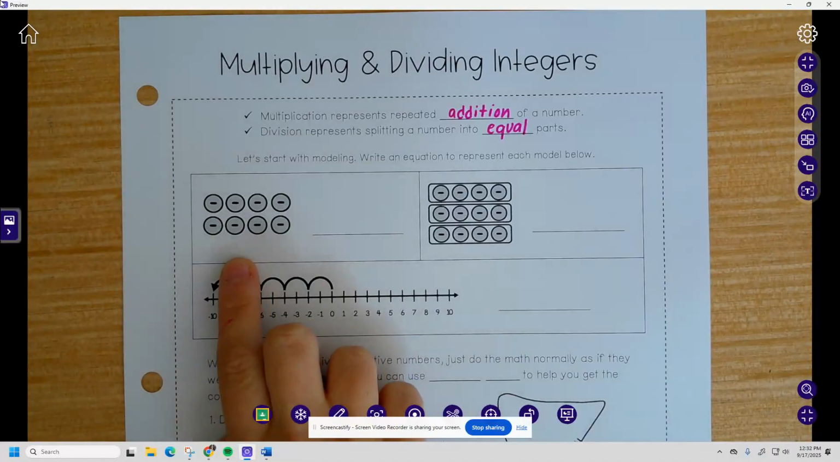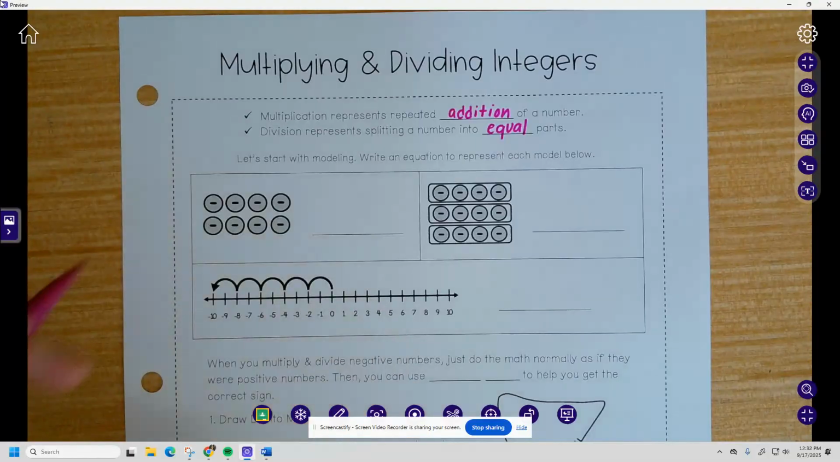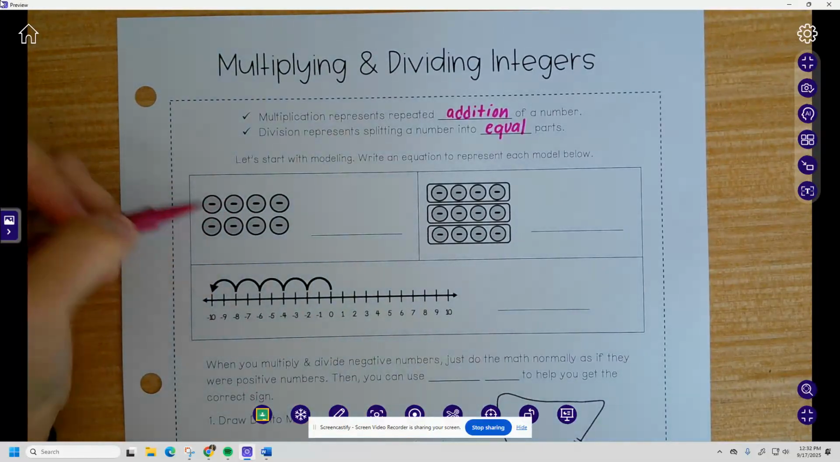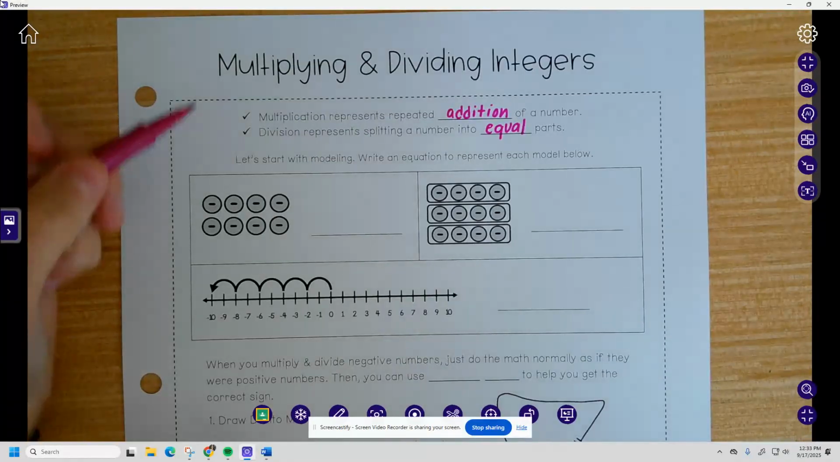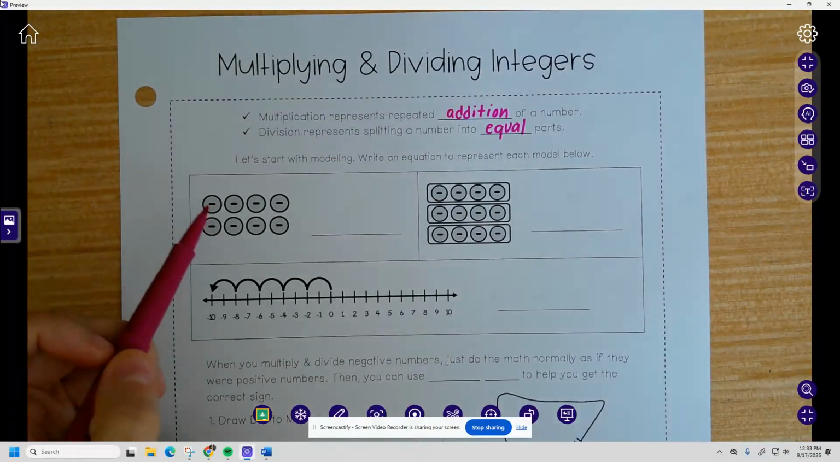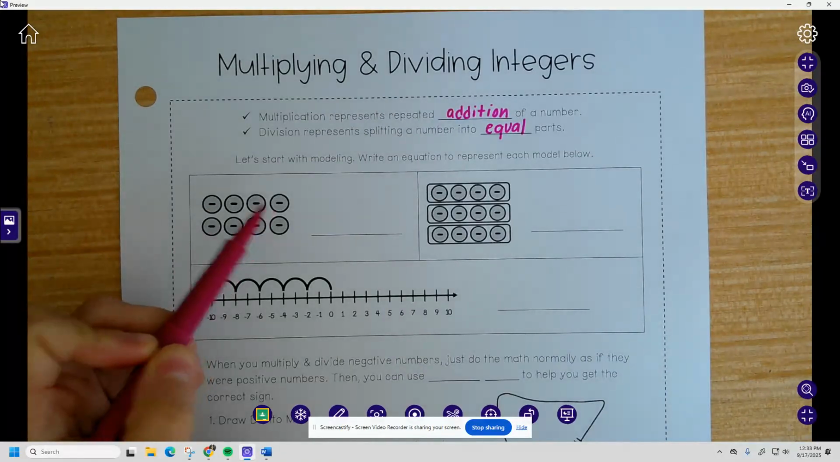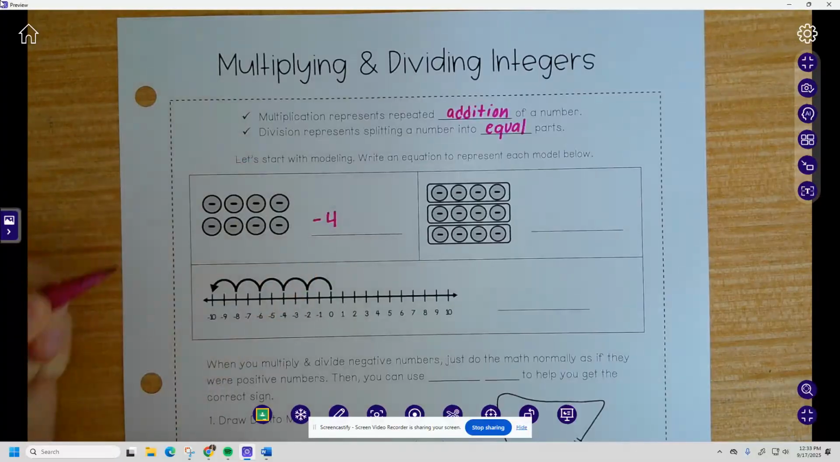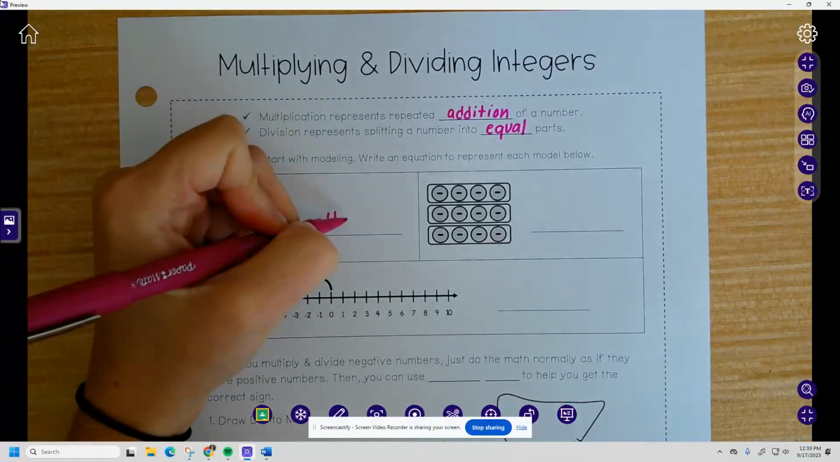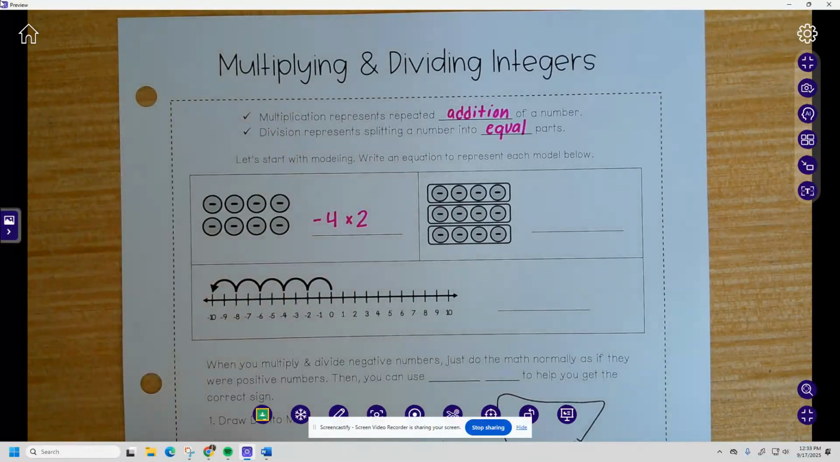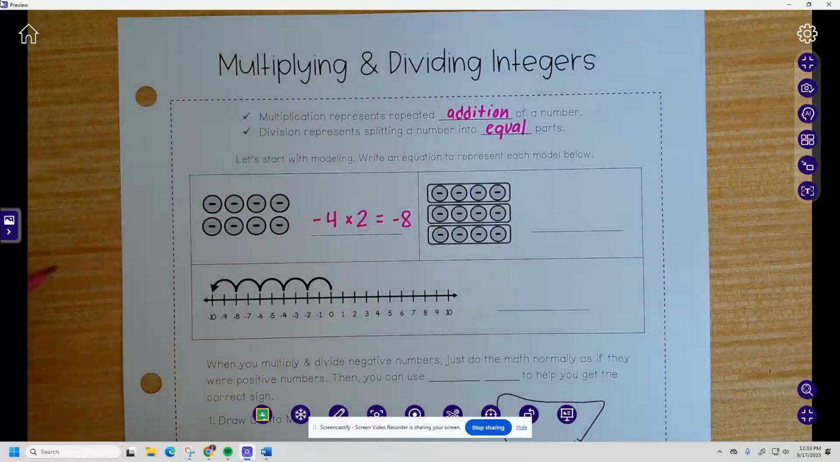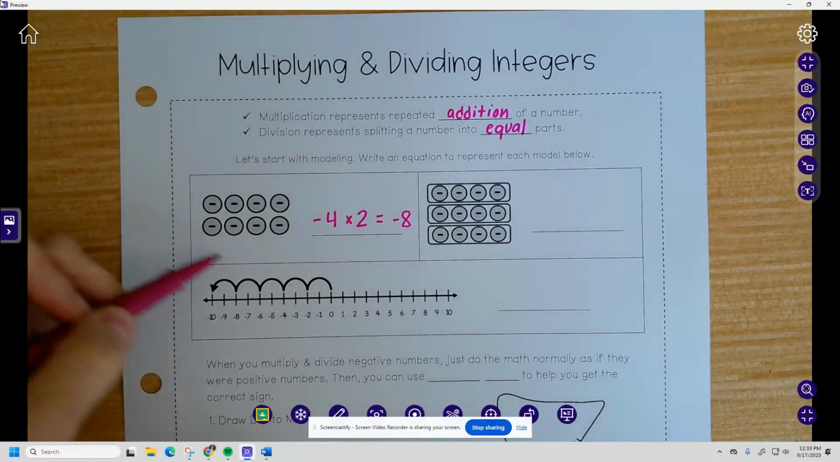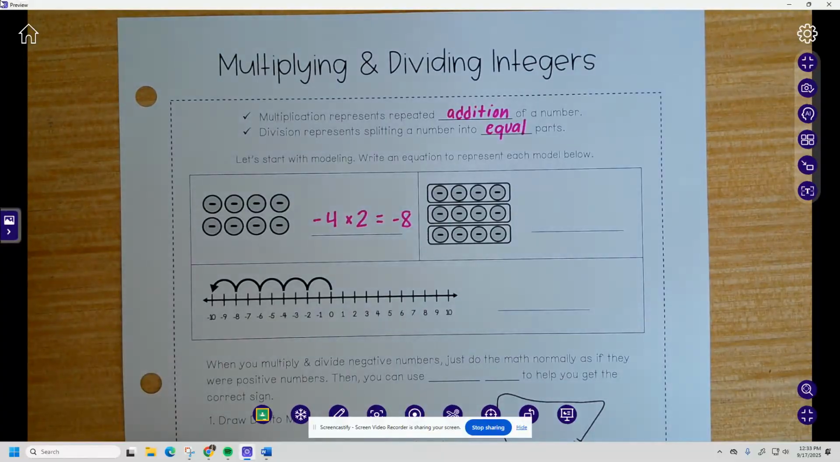So if I'm looking at this, I see there's a bunch of negatives. They're kind of lined up in rows. So let's see if we can write a multiplication problem. And there's a couple different ways we could do it. I'm going to say, okay, in the first row, there's -4. So I see -4, and there's 2 rows of that. So -4 times 2. And the answer to that would be -8, because there's 2 rows of -4, so that means -8 in total.